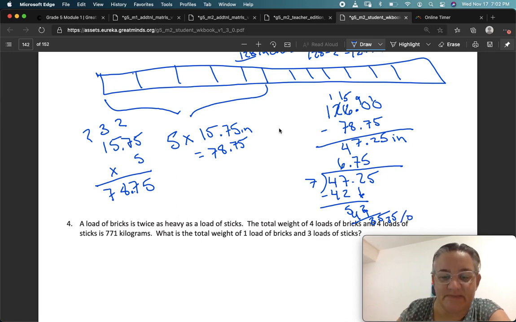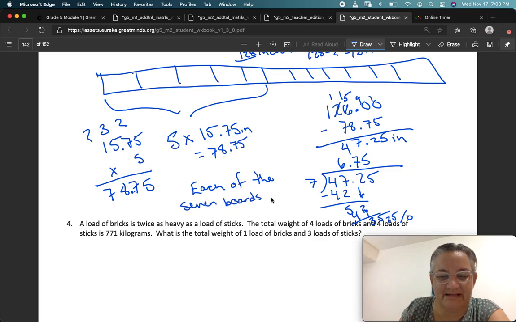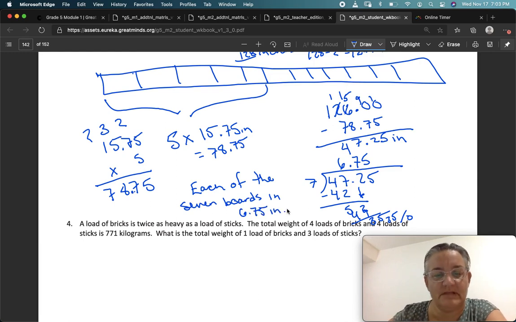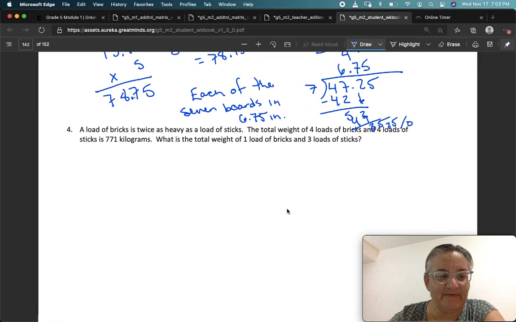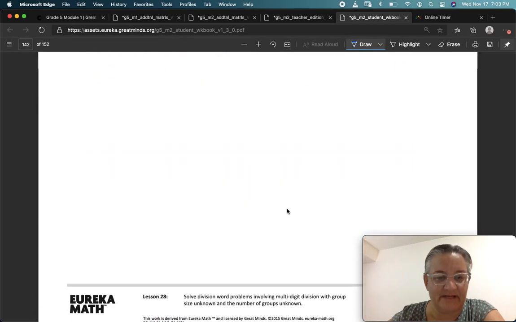So each of these boards, each of the 7 boards is 6.75 inches. Okay. Wonderful. Number 4, I liked that one. It had a lot of stuff going on in it though.